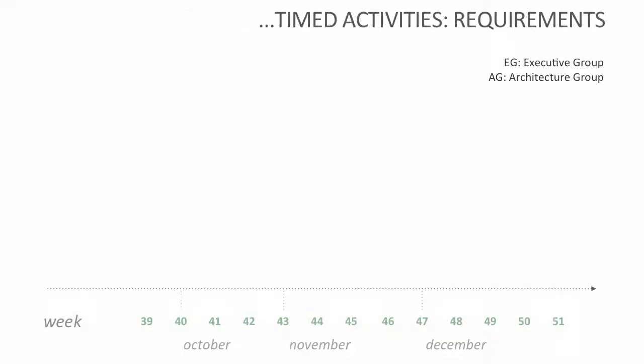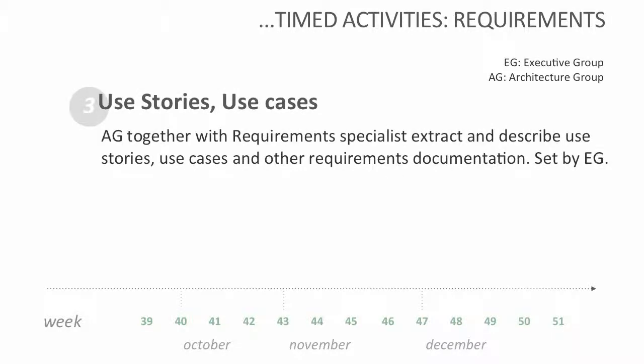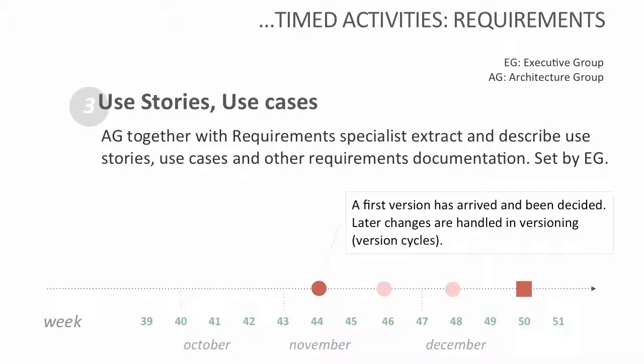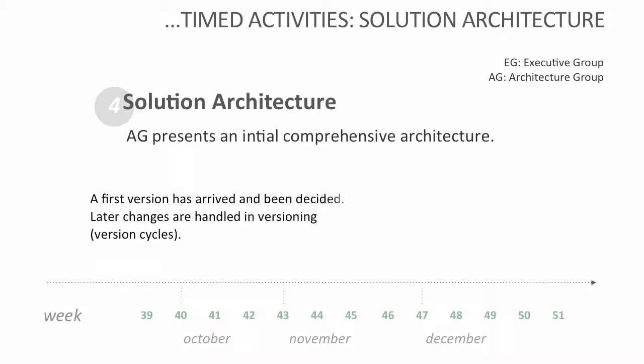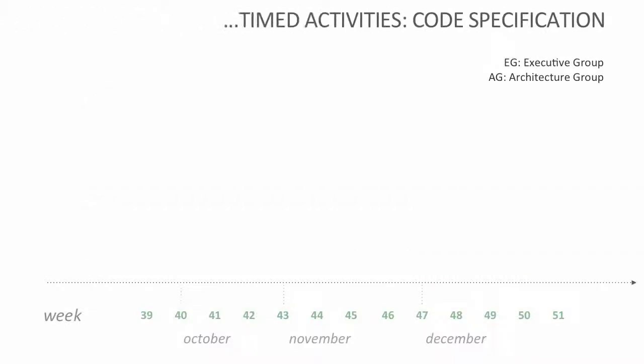Based on the business models and the processes, after approximately 2 more weeks, it is time to present the requirements documentation. The architecture group, together with requirements specialists, extract and describe use stories, use cases, and other requirements documentation. It is set by the executive group. Based on previous findings and artifacts, the architecture group presents an initial solution architecture comprising hardware, platforms, and external software.